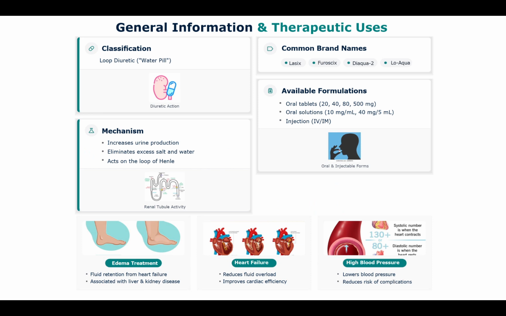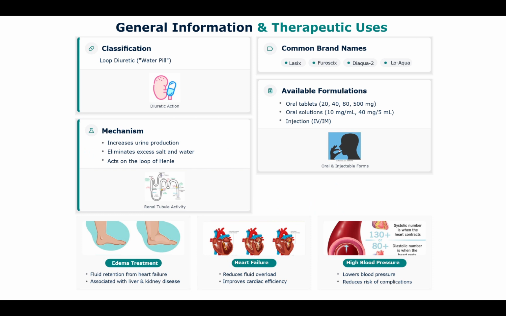You might encounter furosemide under various common brand names such as Lasix, which is perhaps the most well known, as well as Furosix, Diaqua 2, and Low Aqua. Its therapeutic uses are quite broad and impactful.